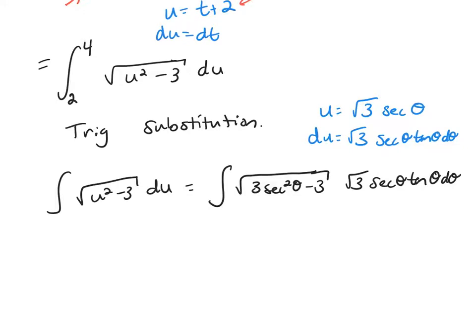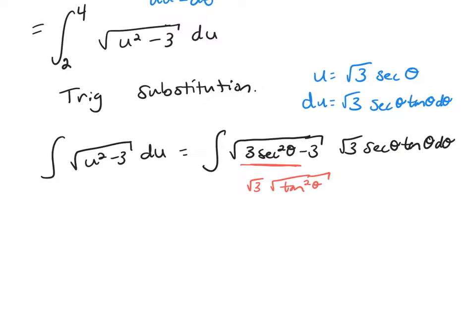And then we simplify this right here to square root of 3. The square root of secant squared minus 1, but that's really just the same thing as tangent squared. So now I'm going to combine this square root of 3 and this square root of 3 to be a 3 secant theta, and then we have 2 tangents, so it's tangent squared theta d theta.